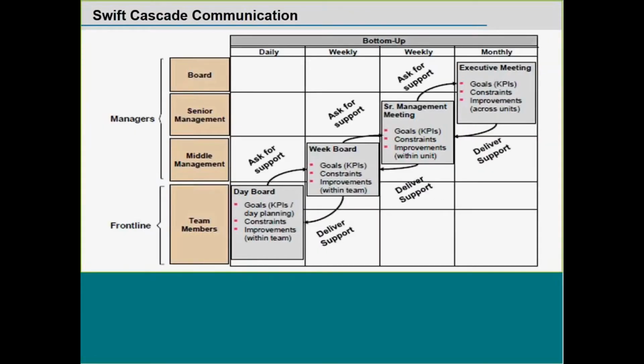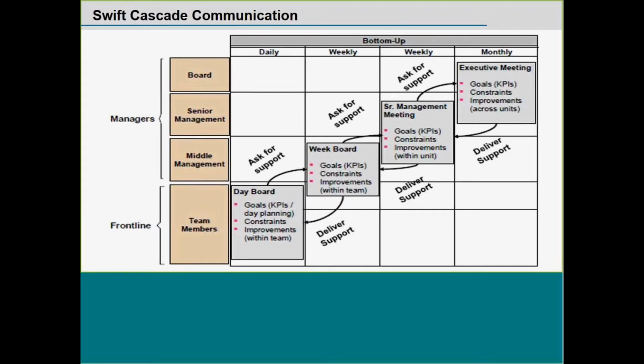So we'll see a way to tie in those daily stand-ups with the Swift Cascade communication boards. So we did mention there are different types of boards for different levels within the organization. What the frontline employees will be reviewing is going to be different than what the executives are viewing. However, all of these boards should be interrelated by their KPIs, or the key performance indicators. We will review key performance indicators in the next section. But it's important to note that the KPIs should be somewhat related.